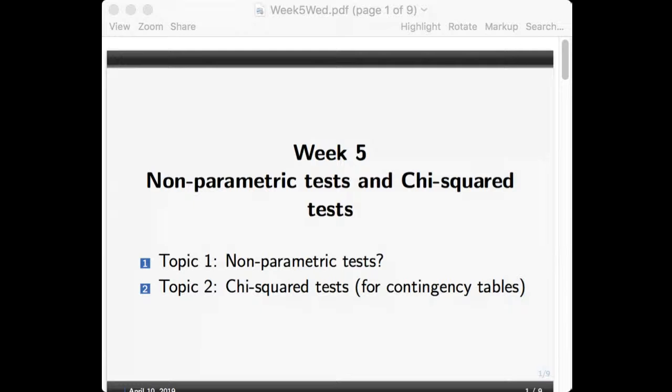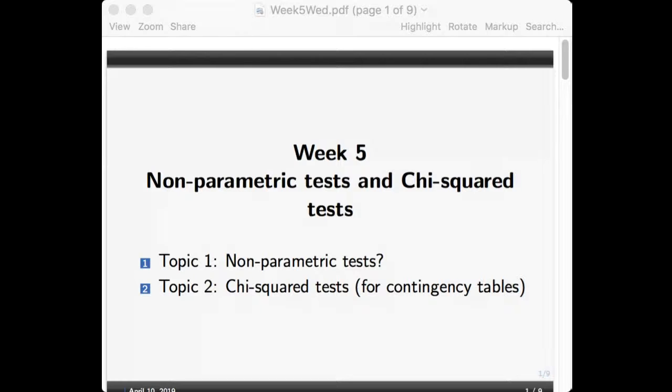So basically, I'm here to talk about the week 5 content. And there's really two things: non-parametric tests, which are things like the Wilcoxon test and the Kruskal-Wallis test, and the chi-squared tests. And so kind of do those separately.